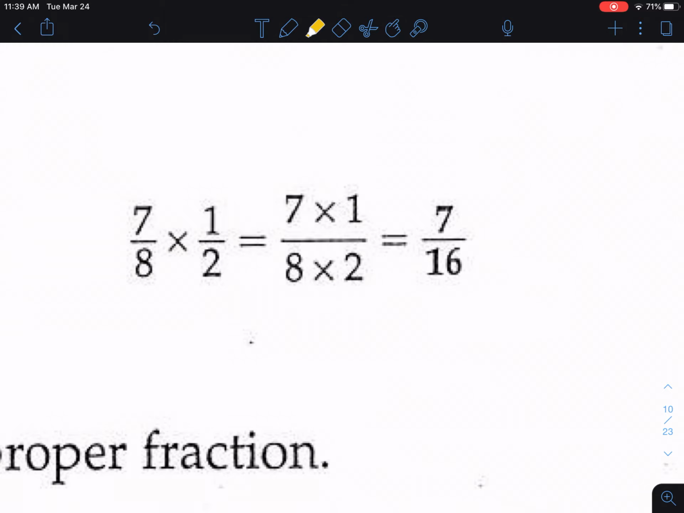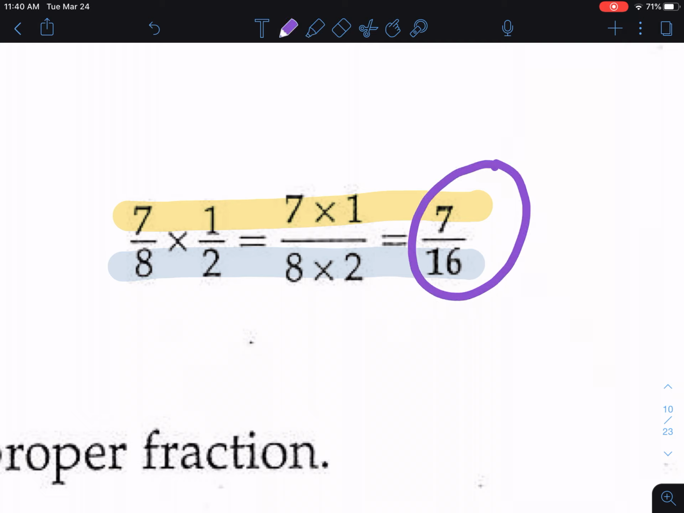So here we have the 7 times 1. We're just going to multiply that straight across. And 7 times 1, as we know, is 7. So now at the bottom we have 8 times 2. We're just going to do that straight across. So 8 times 2 is 16. So this is our answer, 7/16.